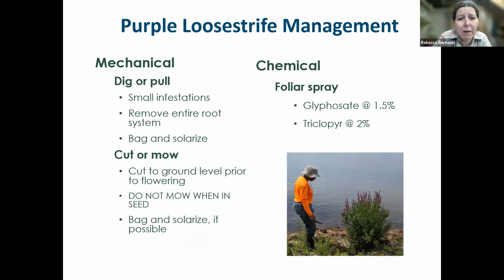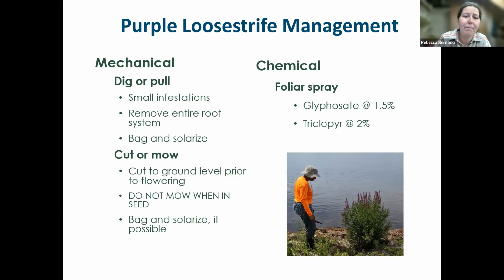To manage purple loosestrife, digging or pulling are really great options for small infestations. As always, we want to make sure to get that entire root system, take that plant material, put it in a bag, solarize it, let it either get crispy or soggy, and then get rid of it in your native trash system. We can cut or mow this species, so we're going to cut it to ground level prior to flowering. We may need to cut it multiple times before that time of year. For all the reasons we've talked about earlier, we never want to mow this species when it's in seed, or any species when it's in seed. And if possible, rake that plant material up, solarize it, and just give yourself a better chance of not spreading any seeds.